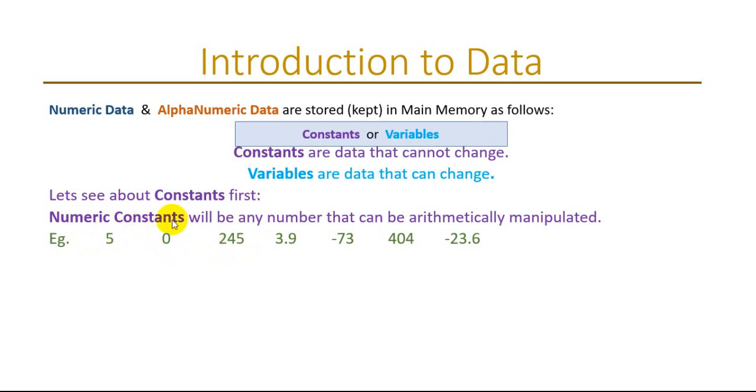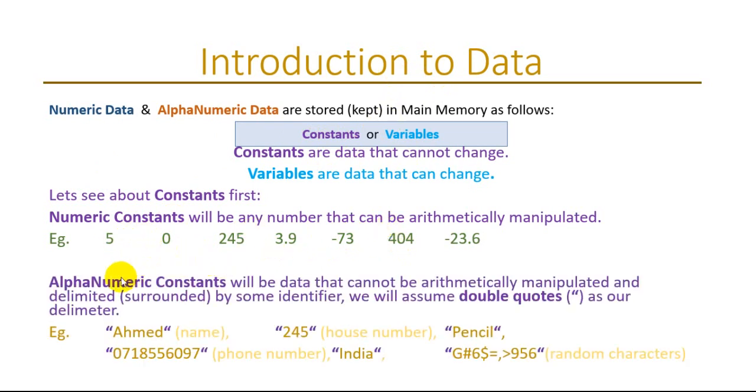Why are they constants? If you look at 5, will 5 ever become 6? You write 5, this is 5. It can't take the form of another number. It's always 5. 0 will always be 0. 245 will always be 245. 3.9 again won't change. So anything that cannot change, we consider as constants. Since they are numeric data, they are called numeric constants.